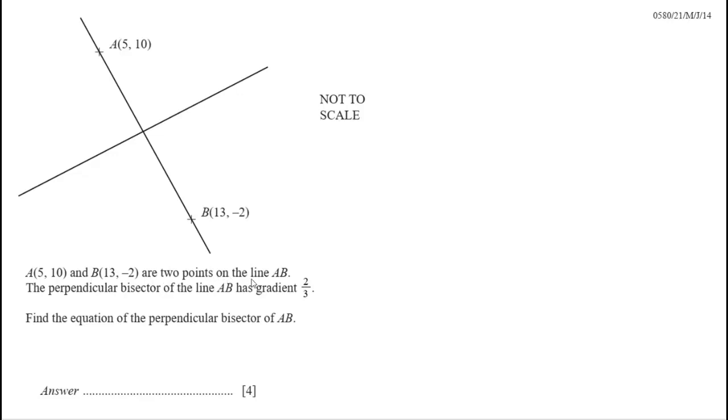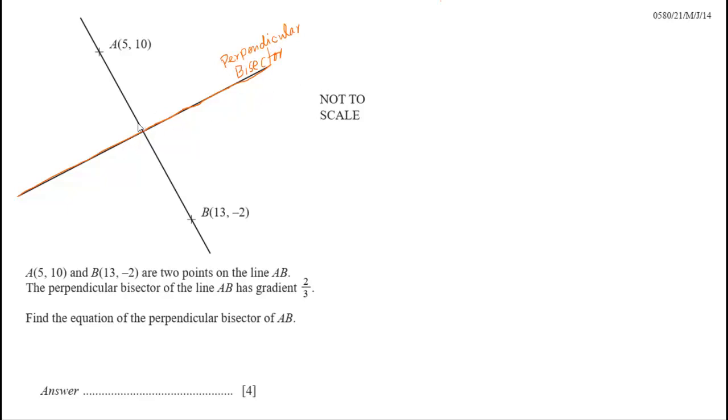A and B are 2 points on the line AB, you can see here. The perpendicular bisector of line AB has gradient 2 over 3. This line is the perpendicular bisector. What does perpendicular bisector mean?